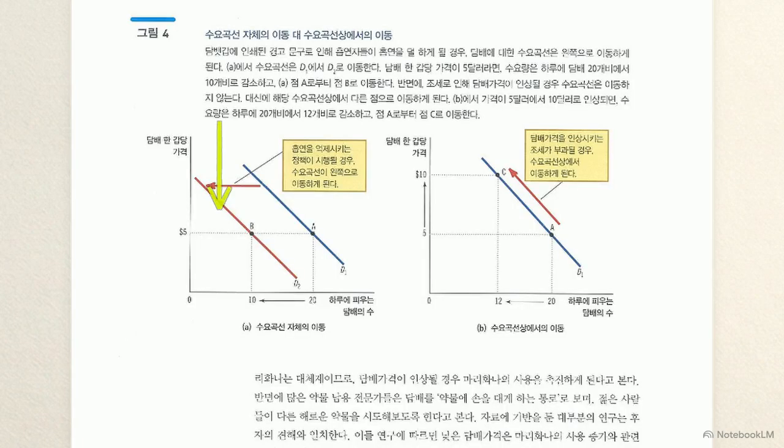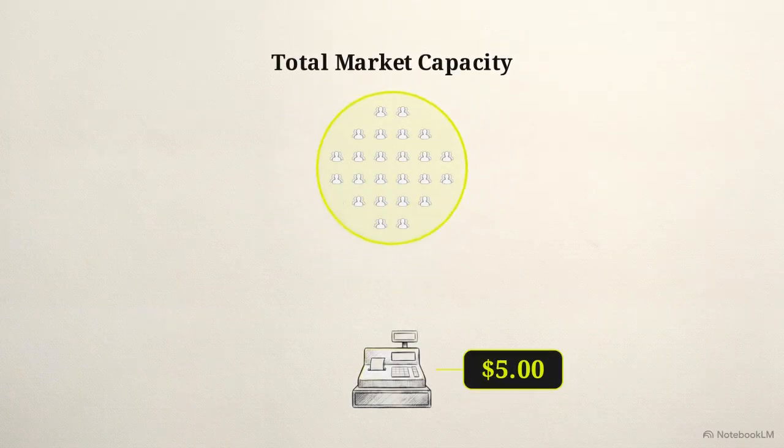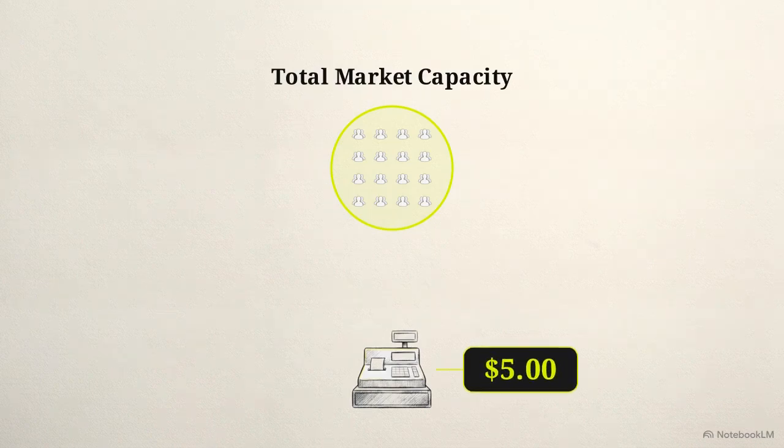The price remains locked at $5, but the quantity demanded drops from 20 down to 10. Because a non-price variable changed, the entire demand curve physically relocates to the left. Altering market psychology shrinks total market capacity, regardless of what the product costs at the register.